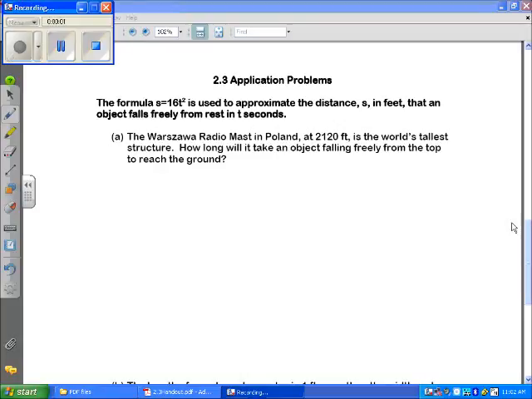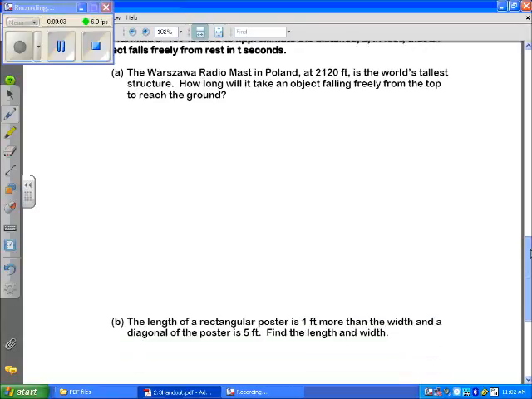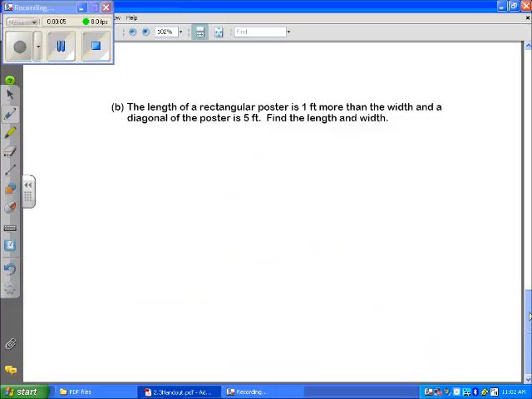Continue with the application problems from section 2.3. Now we're going to do part B. It says the length of a rectangular poster is 1 feet more than the width, and the diagonal of the poster is 5 feet. Find the length and the width.